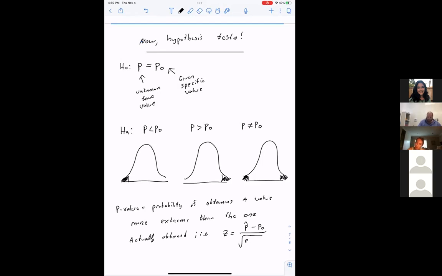But remember, because I work under the assumption that the null hypothesis is correct, P0 is the actual mean, and the square root of P0 times 1 minus P0 over N is the actual standard error. We're working under the assumption that the null hypothesis is correct. So we just want the probability that we are past the value that we actually got, which is Z equals P hat minus P0 over the square root of P0 times 1 minus P0 over N.